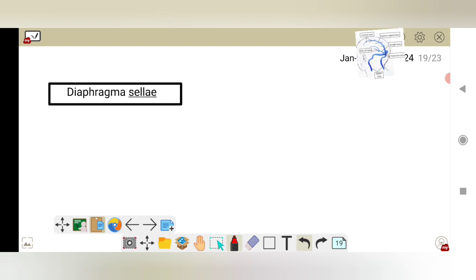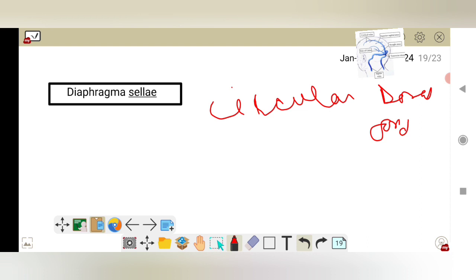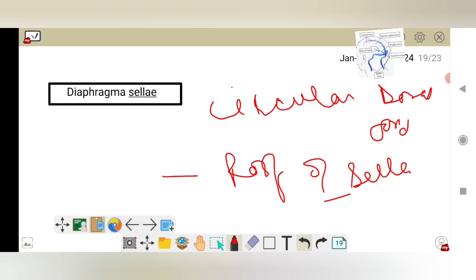Now the diaphragma sellae. The diaphragma sellae is a circular dural fold. It forms the roof of the sella turcica. The sella turcica is a part of the sphenoid bone. It forms the roof of the sella turcica, and this roof is perforated by the infundibular stalk of the hypophysis, that is the pituitary.